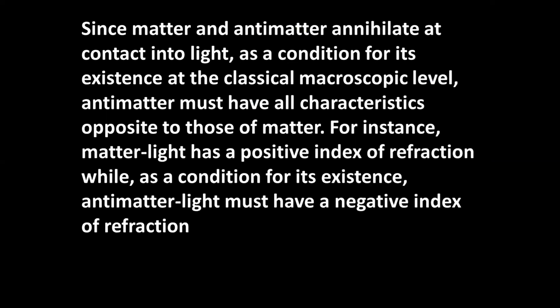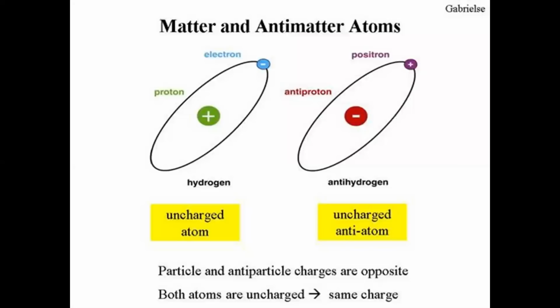Now, could it be that this is another byproduct of a light that we have not yet learned to detect? As a condition for its existence at the classical microscopic level, antimatter must have all characteristics opposite to those of matter. For instance, matter light has a positive index of refraction, while, as a condition for its existence, antimatter light must have a negative index of refraction. And so here you can see the matter and the antimatter atoms, how they act.